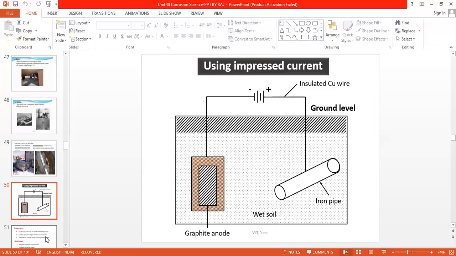This is again a simple diagram. For the same reason, here graphite is used as an anode and the iron pipe is the base metal which is protected from the corrosion. Again, we can use gypsum here to increase the electrical contact between the anode and the surrounding environment, and between the anode and the structure to be protected.